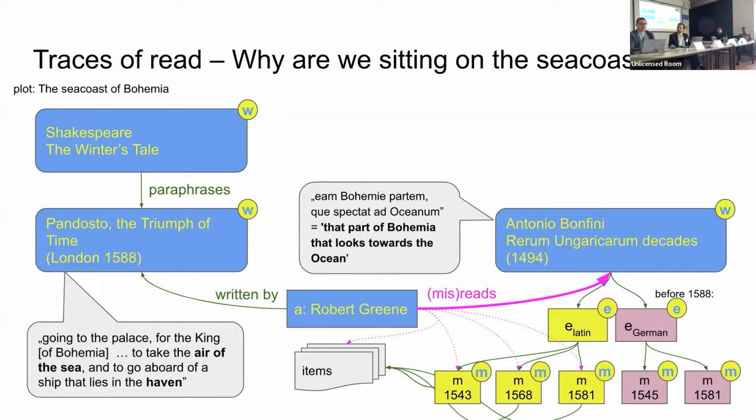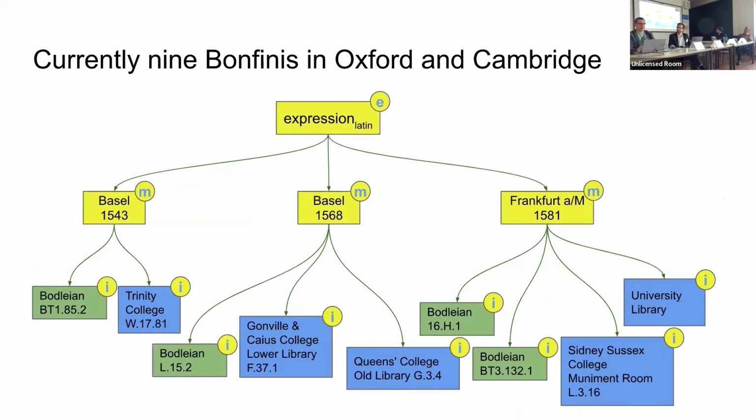So Antonio Bonfini's work has been published in two languages. So there are two expressions, one in Latin and one in German. The Latin has been published 3 times. The German has been published 2 times. And Robert Greene happened to visit Cambridge University. He studied there. And when we checked the university libraries, we found that all 3 Latin editions have items in Cambridge.